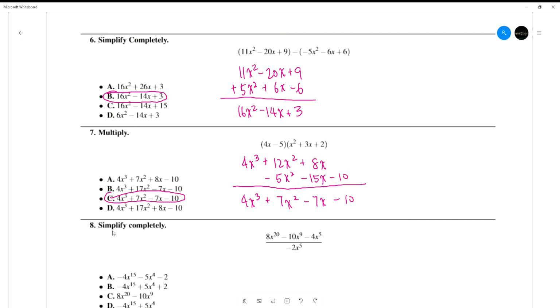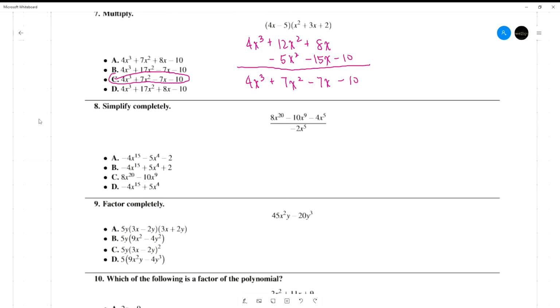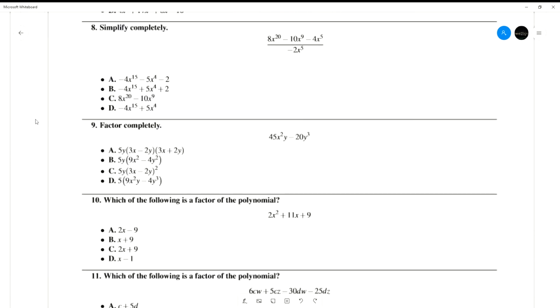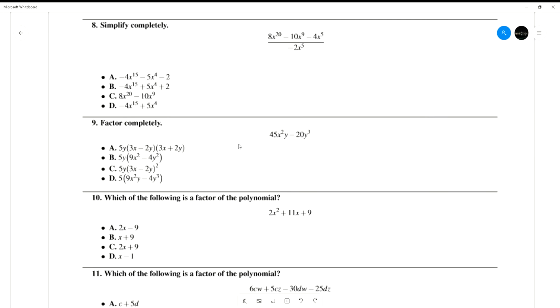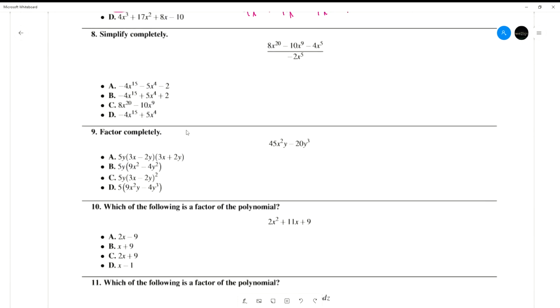Okay. For number 8, I believe you can do this on the calculator, but I'm not entirely sure, because I don't have your model calculator. So try it out, and if not, then you should still know how to do it by hand anyway. But remember, you're dividing a polynomial by a monomial. That means it's just taking the monomial and dividing it into every single term in the numerator.